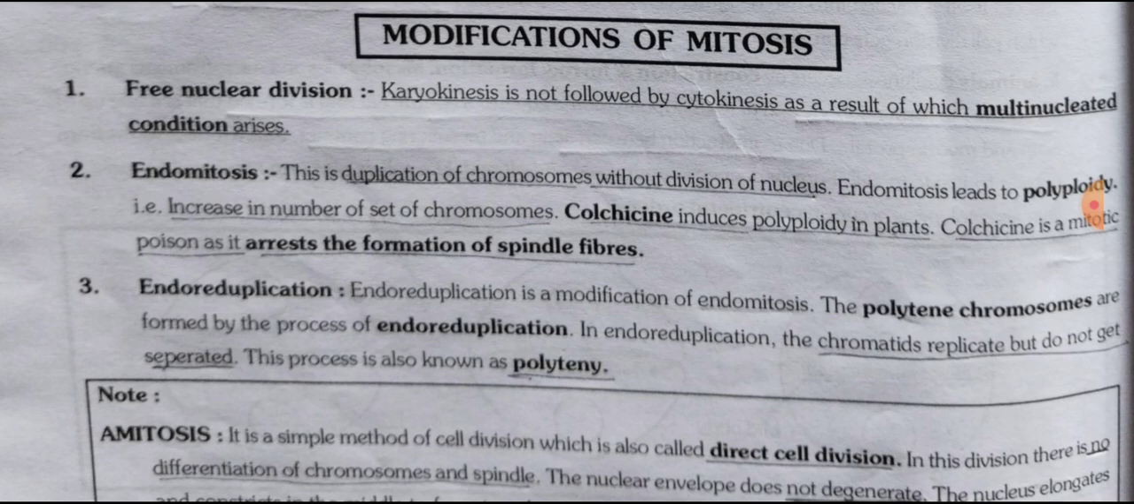Number three, endoreduplication. Endoreduplication is a modification of endomitosis. The polytene chromosomes are formed by the process of endoreduplication. In endoreduplication, the chromatids replicate but do not get separated. This process is also known as polyteny.